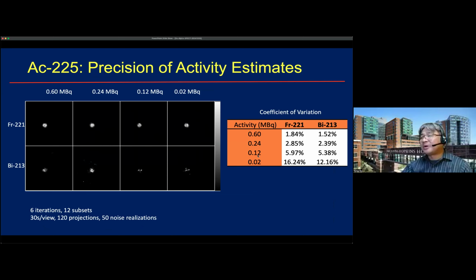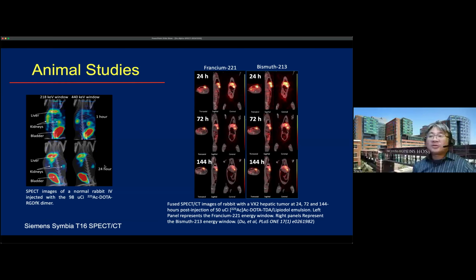And we also did the fun animal studies. The figure here shows a normal rabbit. We injected the actinium-labeled dimer through a catheter directly into the liver. You can see the accumulation in the 218 window in the liver, very interesting. Even at 1 hour, we can see the difference in distribution between the actinium and the bismuth. For bismuth we can see a lot in the kidney but very little in the liver, because it dissociated from this compound and goes into the blood and accumulates in the kidneys.